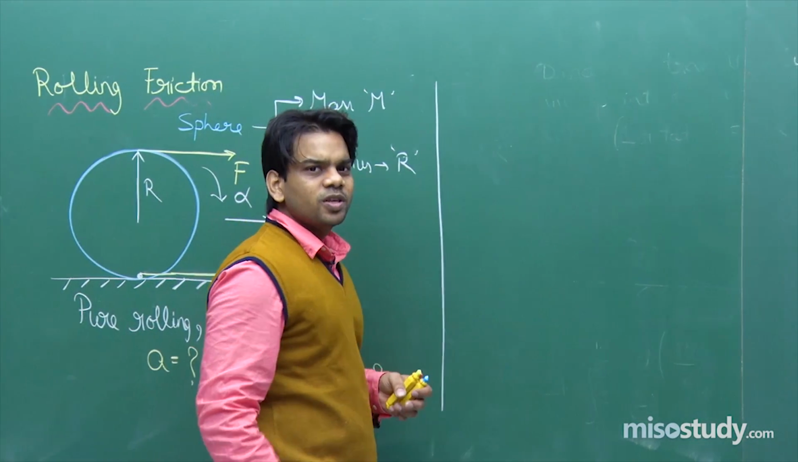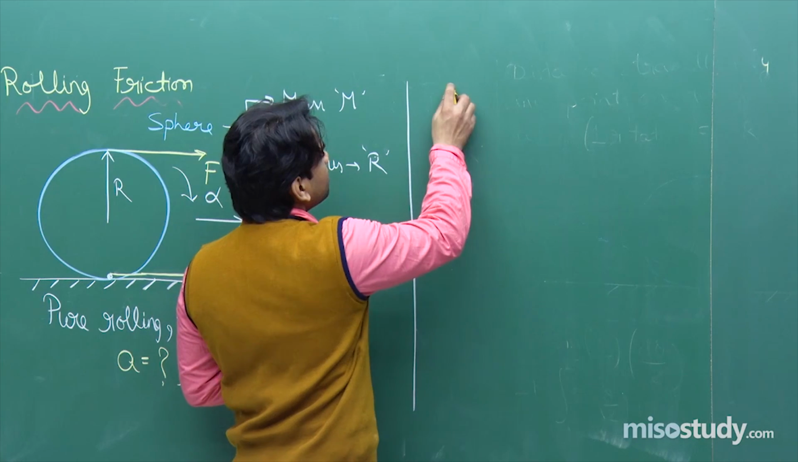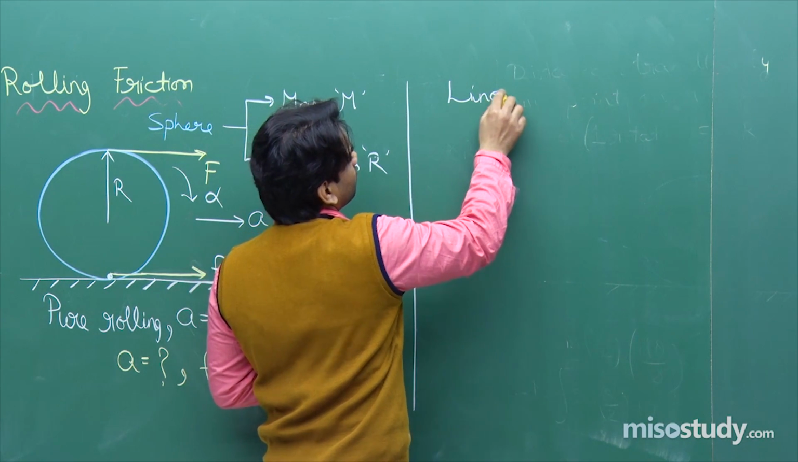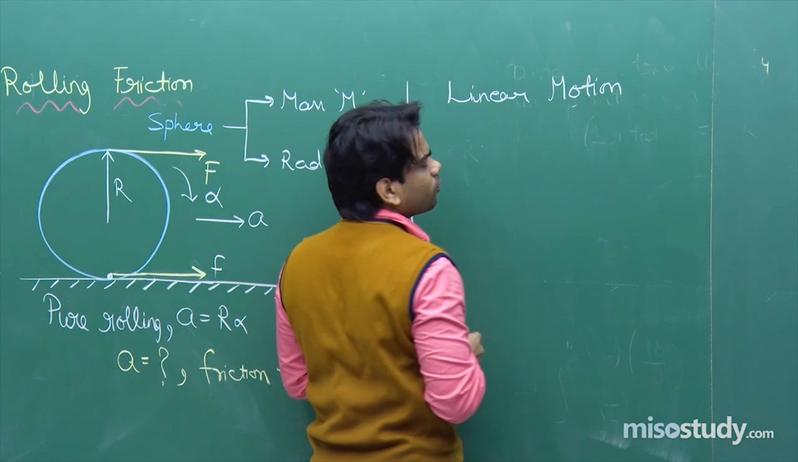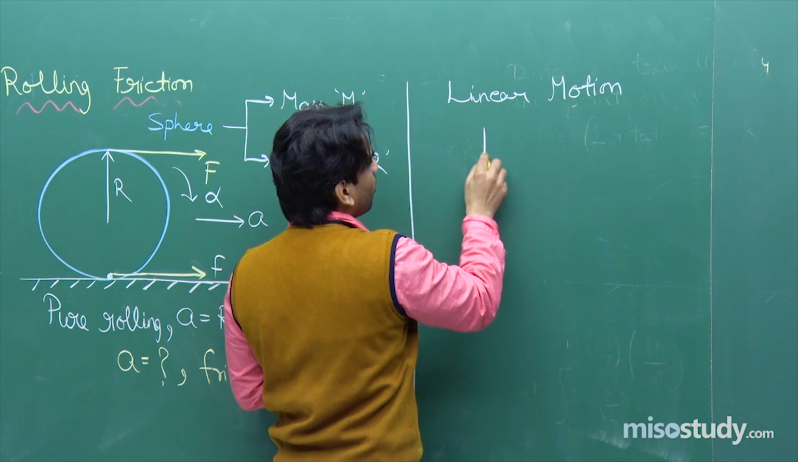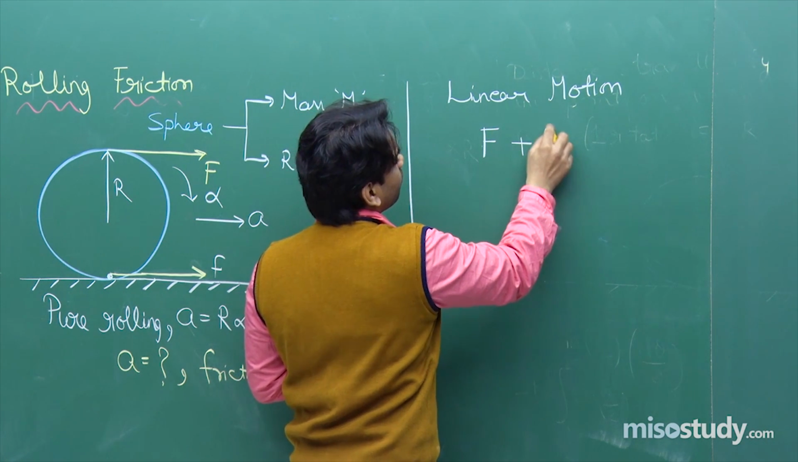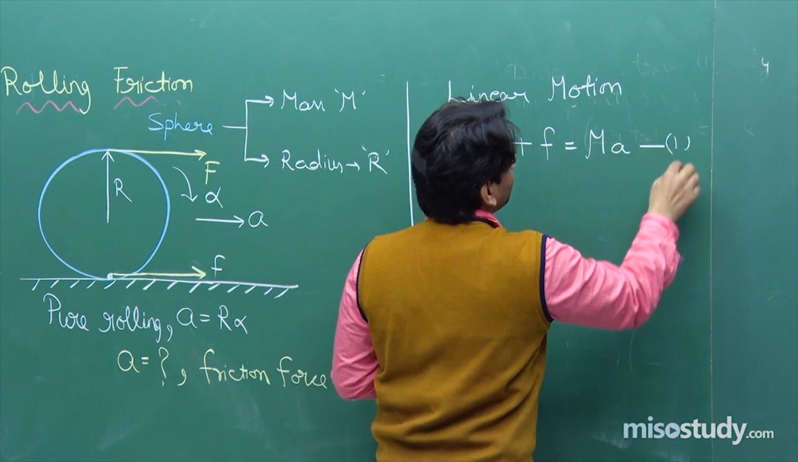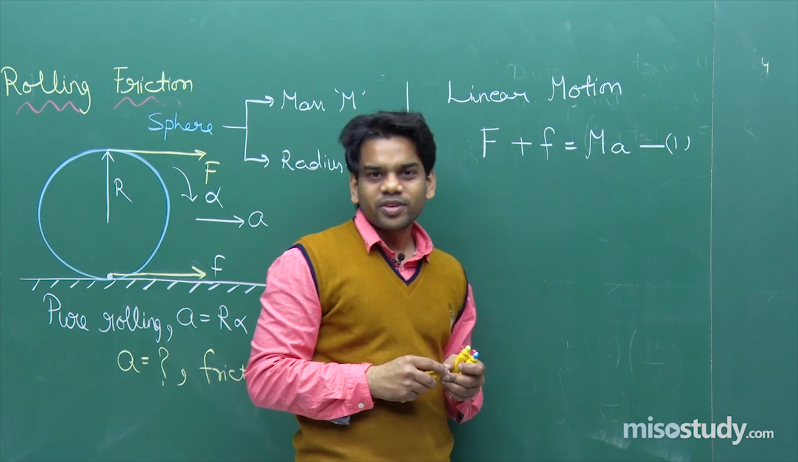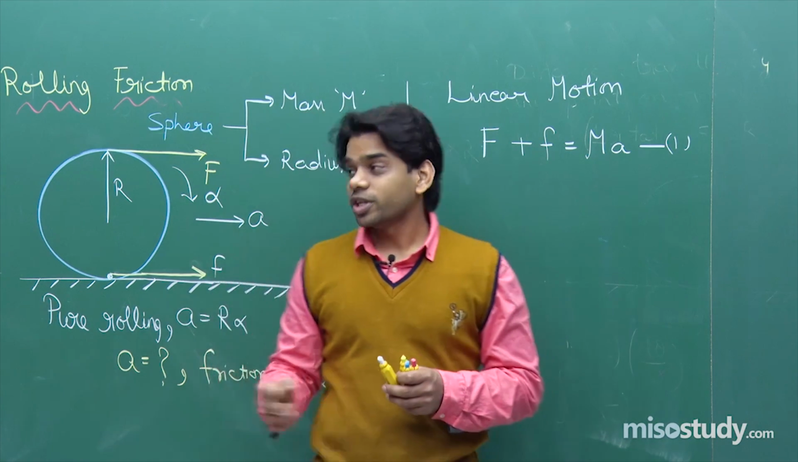First of all, we will be using force equations. Seeing the linear motion of the sphere, since both forces are acting in the forward direction, we can write F plus small f is equal to mass into acceleration, equation number 1. Very simple to obtain. Now what about the rotational motion?